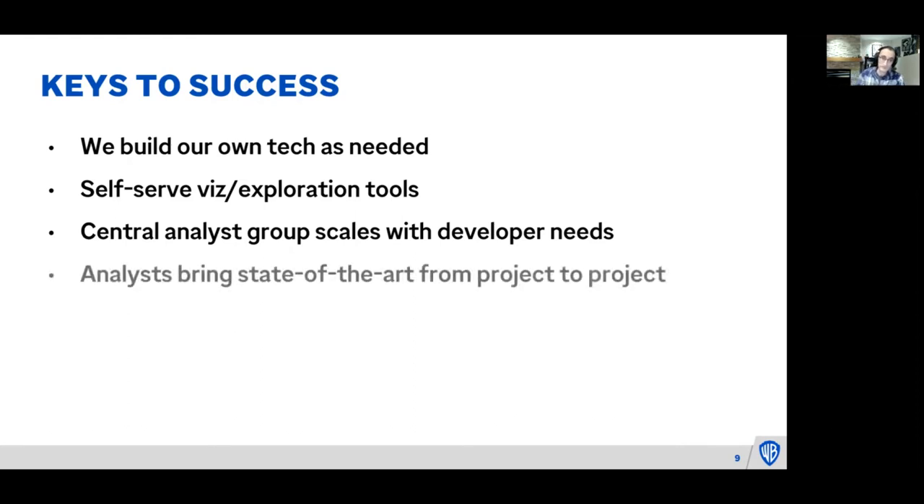This also means that folks get to work on multiple games and move state of the art from project to project. So if we learn something on game A, any game subsequent to that gets to benefit from that learning.